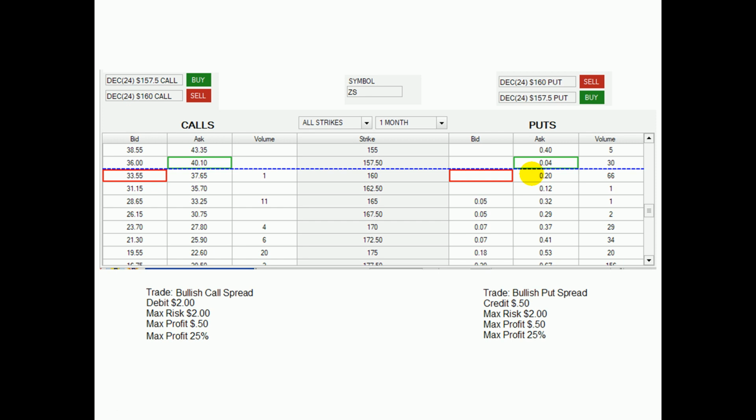Now, legging out is something that you should take extremely seriously because you can take a bad situation and make it into a horrible situation. And the way that happens is you buy back your short put position. Now you're just naked long the 157.50 put. Your bias on the stock has gone from neutral to slightly bullish to flat out hardcore bearish.